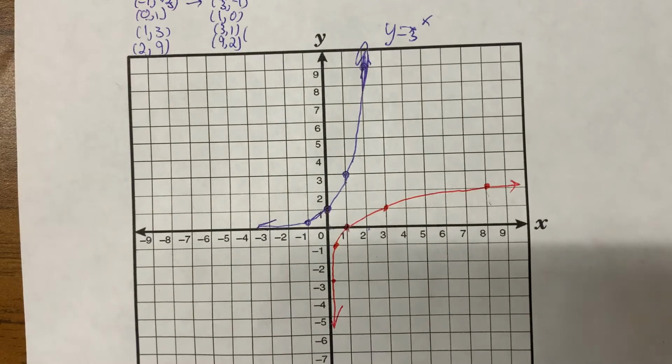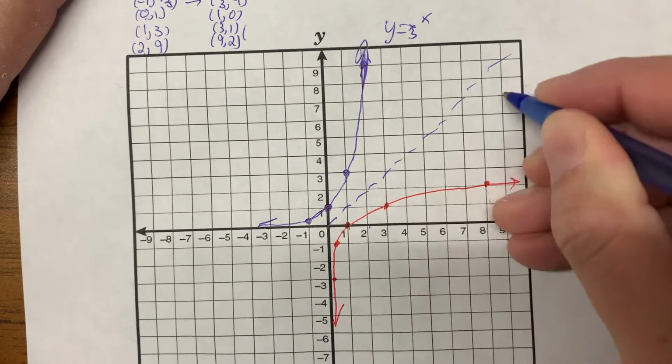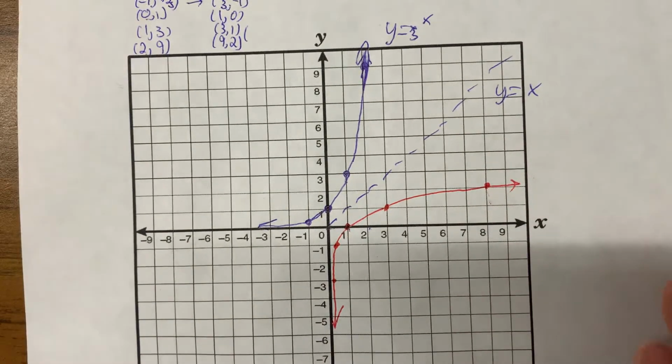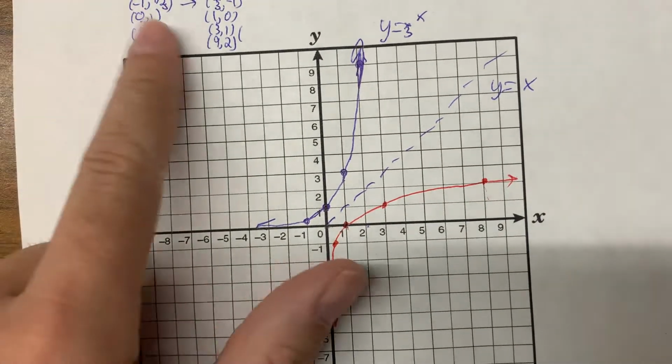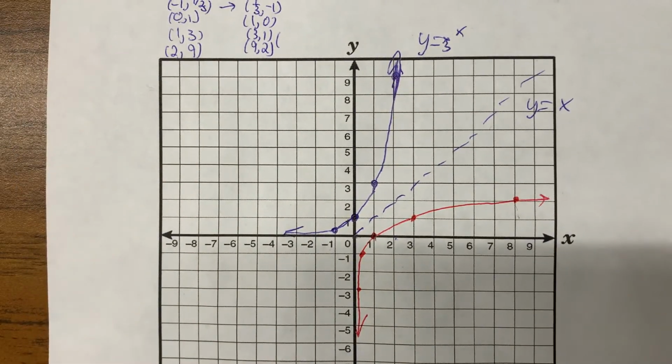So I hope we recognize that these are inverse functions. They are reflected across the line y equals x. But we can also get them by switching x and y and then doing inverse operations to solve. So we'll be practicing that some today.